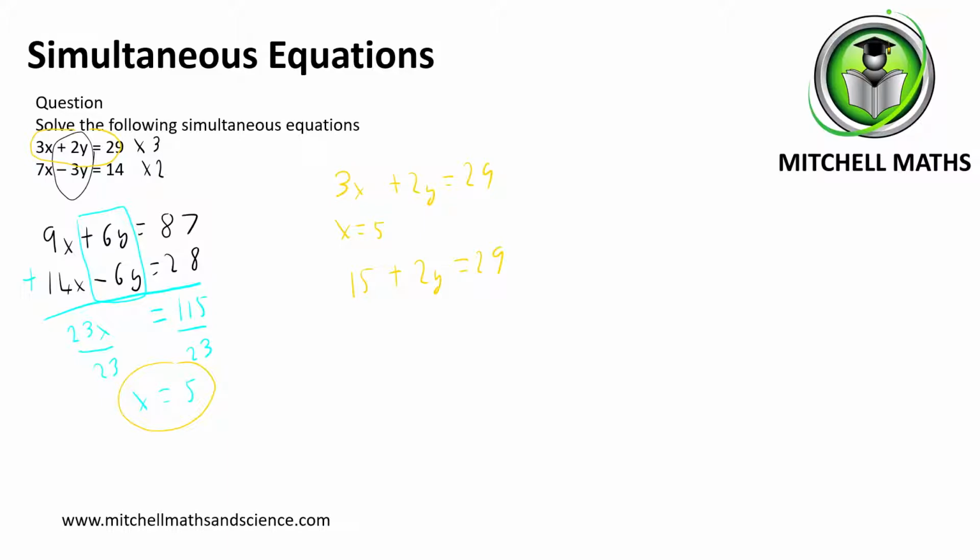And now I just need to solve it to find the value of y. I'm going to minus 15 from both sides, which will give us 2y equals 14. I'm going to divide by 2, and that'll get us y equals 7. Therefore, our answers to this question are x equals 5 and y equals 7.